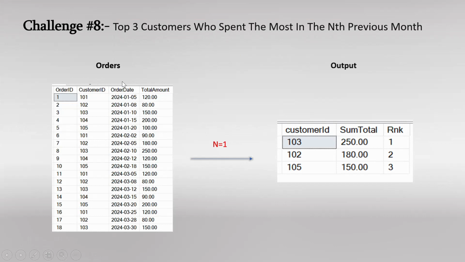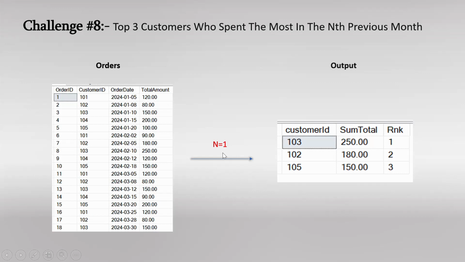So this left table is the orders table, in which we are given details about customers, order date, and what the order amount was. In this table, we have data for the past 3 months: Jan, Feb, and March. Here the value of n is 1. That means we are talking about last month, and the current month is April, so the last month's data would be for March. So in March, who were the top 3 customers based on the total amount? So this is the output.